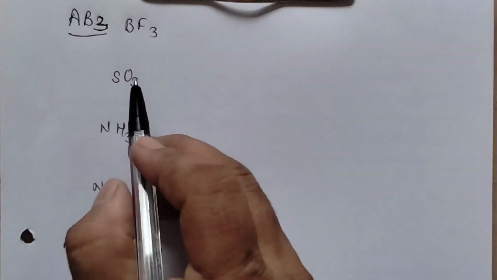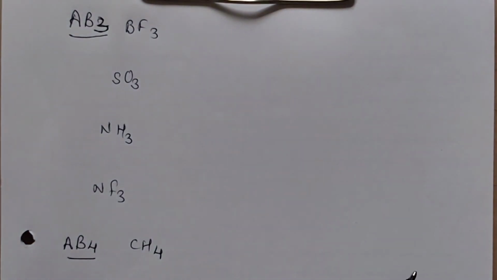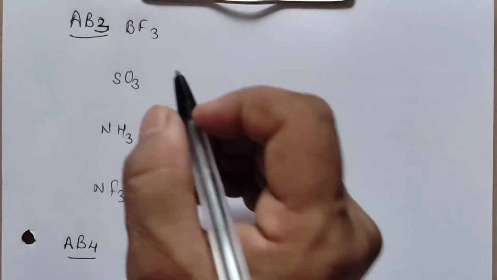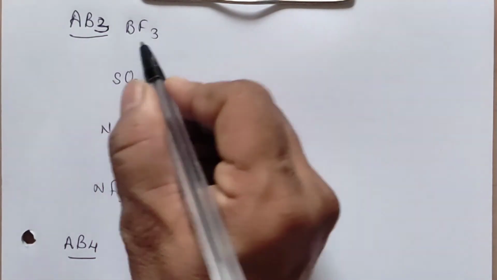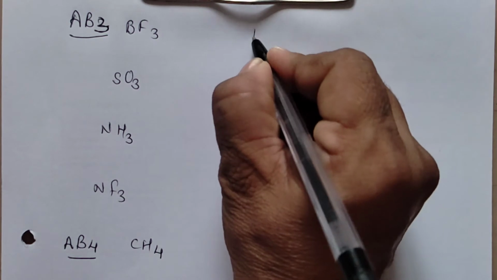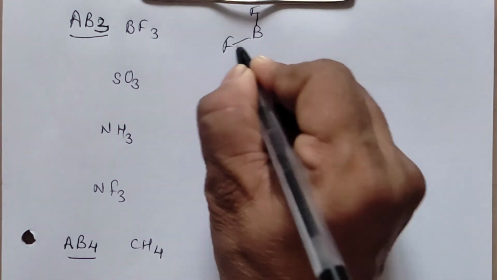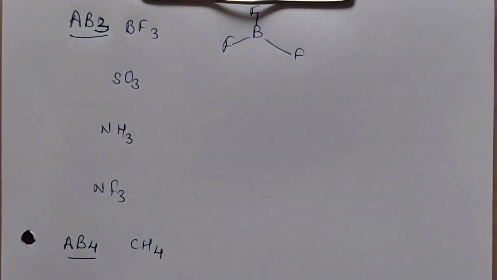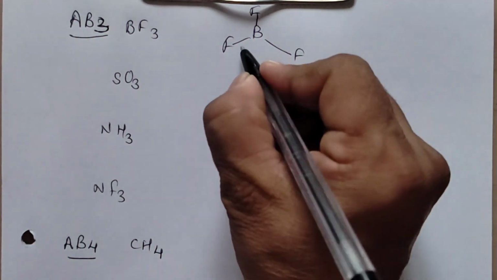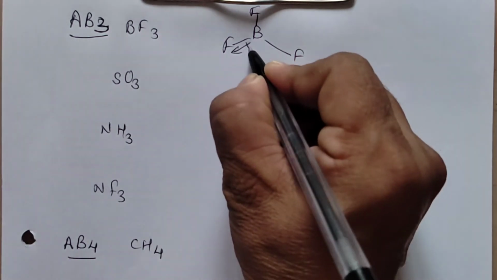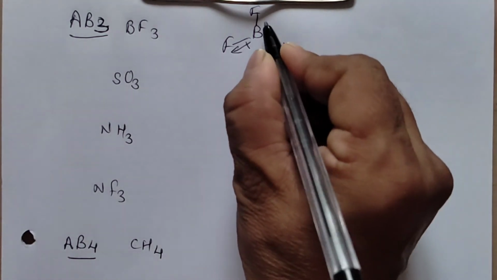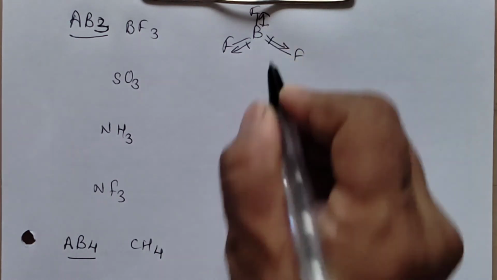Moving on to the next example, AB3 type. AB3 has one central atom and three surrounding atoms. Then we will see the geometry of this molecule. It is BF3, trigonal planar. So boron is in the center, one fluorine here, another fluorine this side, and the next fluorine this side. It's a symmetrical molecule. Fluorine being more electronegative, these bond moments will be towards fluorine. This bond moment will be towards fluorine. This one is towards fluorine.